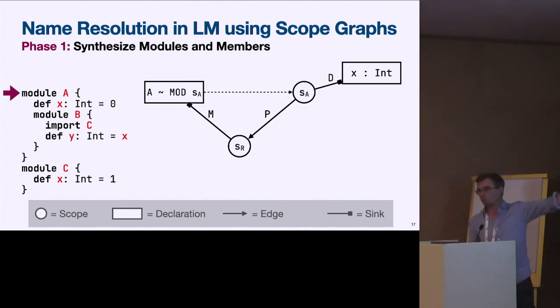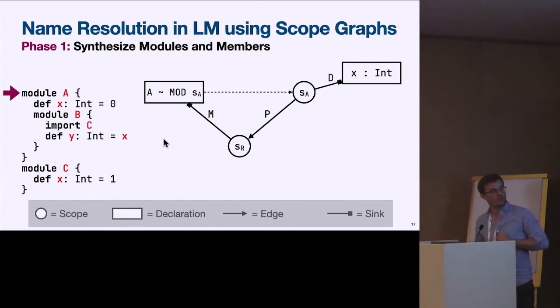So we will type check our simple module language here in 3 phases. The first phase, we will just look at the modules and the members and construct the scoping structure of those. Second phase, we will resolve the imports. And in the final phase, we will type check the right-hand sides of definitions. So we start by just considering the first module that we have. This is module A.